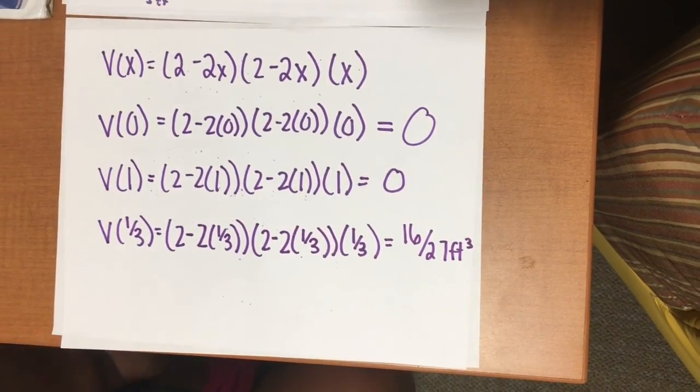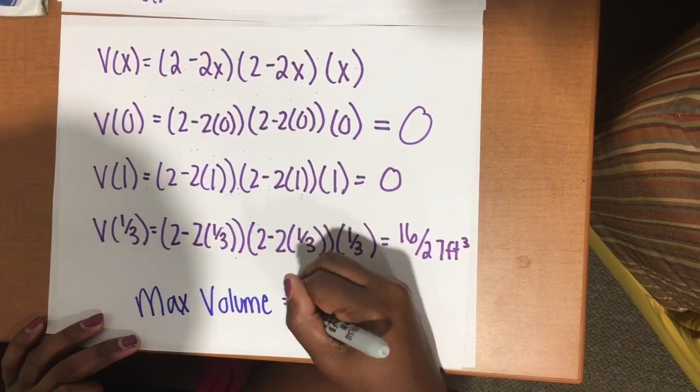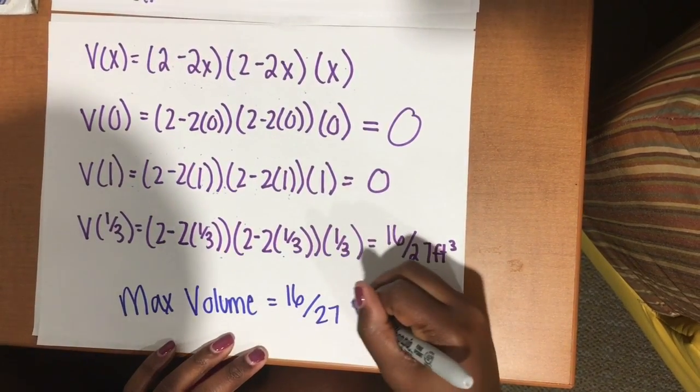So therefore, we now have found our maximum volume. Our maximum volume equals 16 over 27 feet cubed.